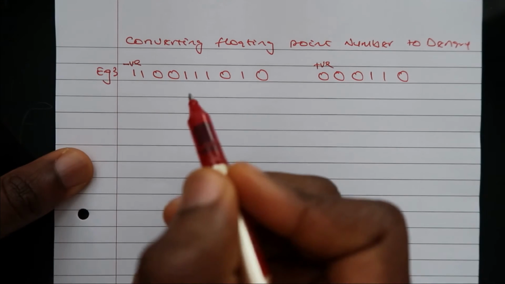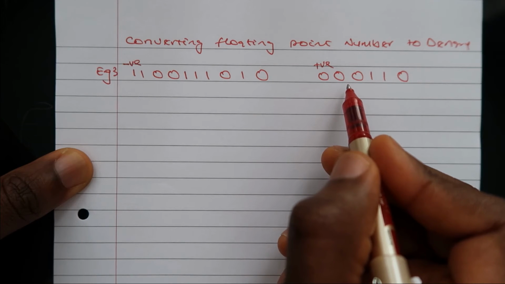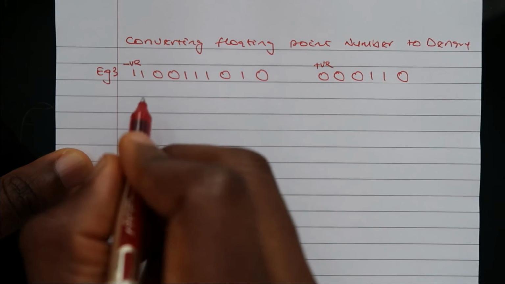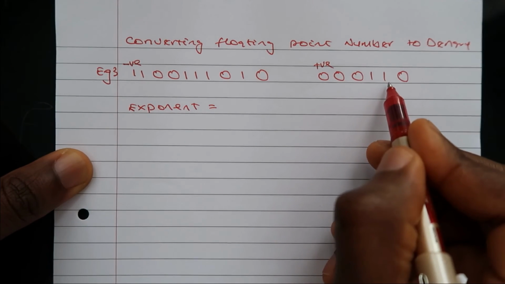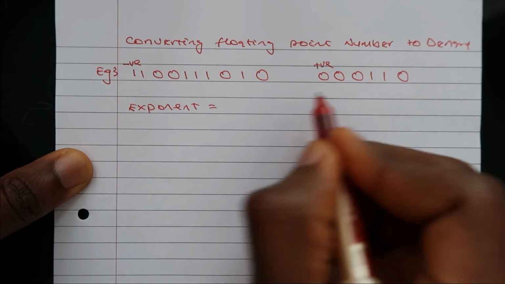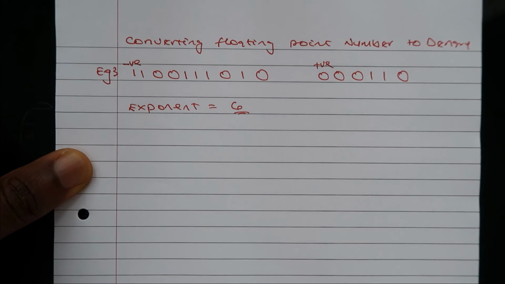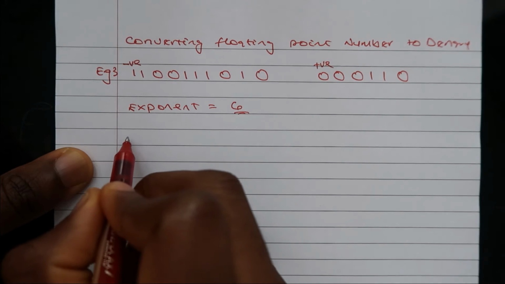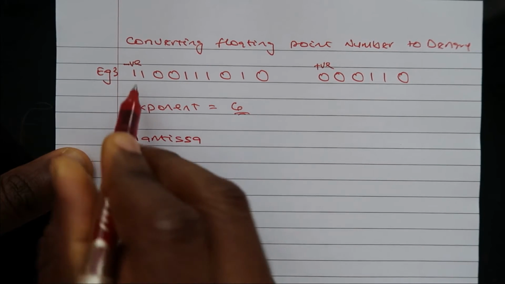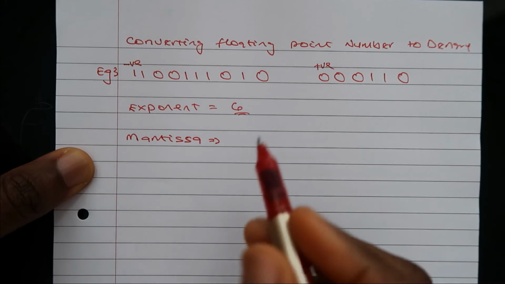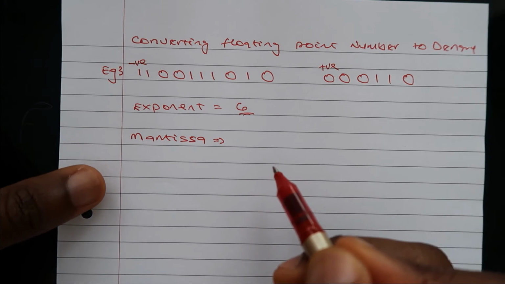Now, the first thing I always like to do is to find the value of my exponent. And to find the value of my exponent, I know my exponent is 2, 4, which gives me 6. So my exponent is 6. Now, for my mantissa, my mantissa is negative, which means I have to use 2's complement. I have to represent it in its 2's complement form.